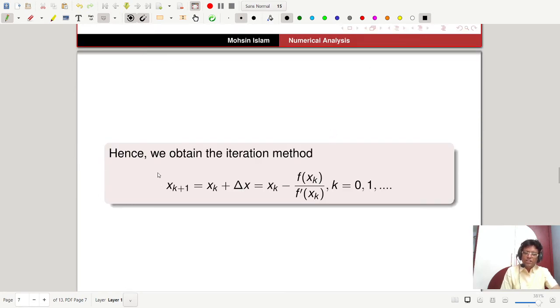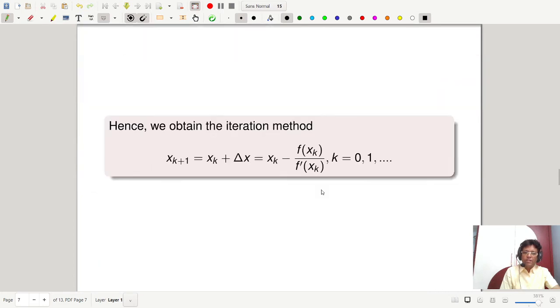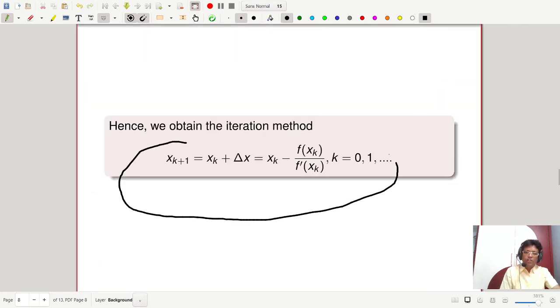Hence we obtain the iteration method: xk+1 = xk + delta x, and delta x is nothing but minus f(xk) by f'(xk). So you have the iteration formula. Okay, this is the method of finding the iteration formula, and you can find it by the geometrical method also. I already explained that to you, the method of tangents.